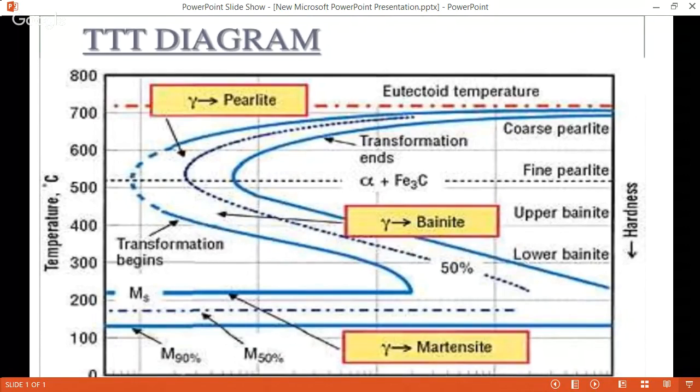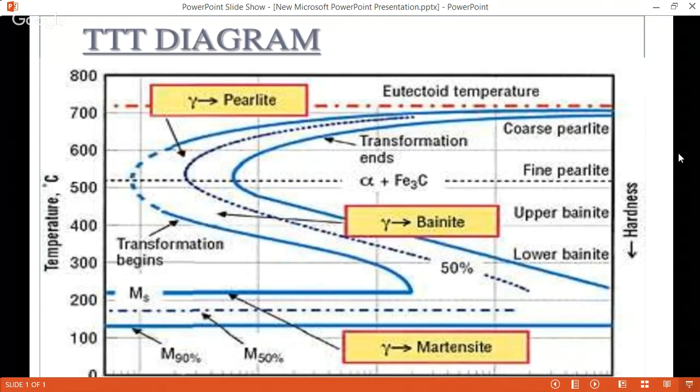First of all, in the TTT diagram, there are two axes. The left-hand axis denotes the temperature, and the x-axis shows the time. Now, the question is: what is the significance between temperature and time? It is because the material properties shown in the iron carbon diagram are very much correlated with the TTT diagram.